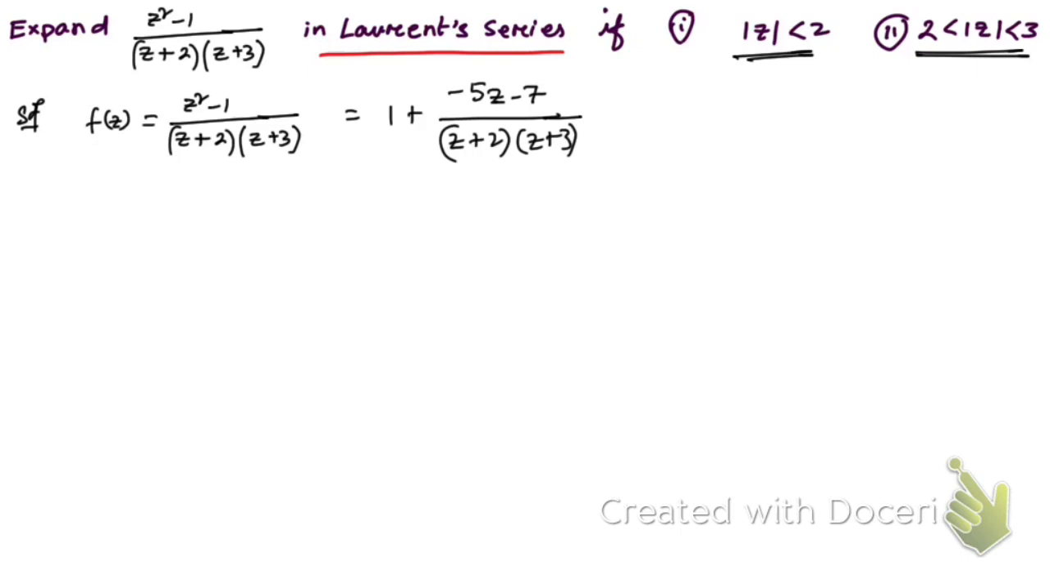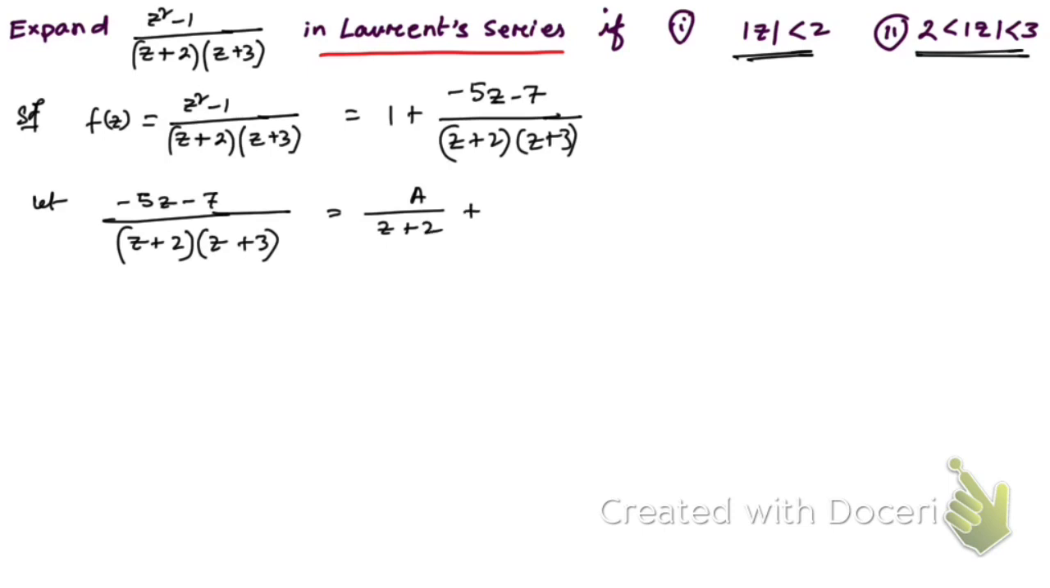So let us take minus 5z minus 7 divided by z plus 2 into z plus 3, right? So now let us take a by z plus 2 plus b by z plus 3.